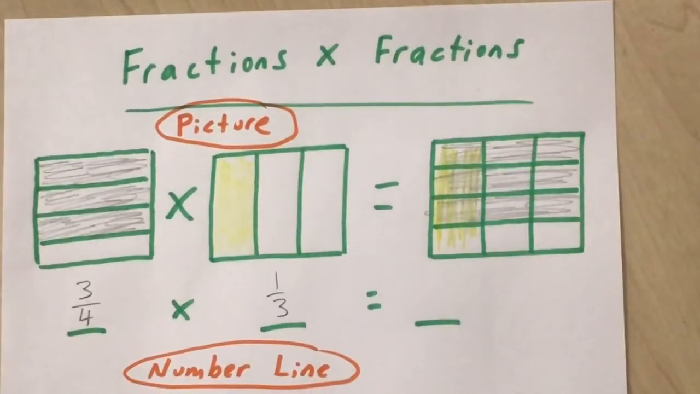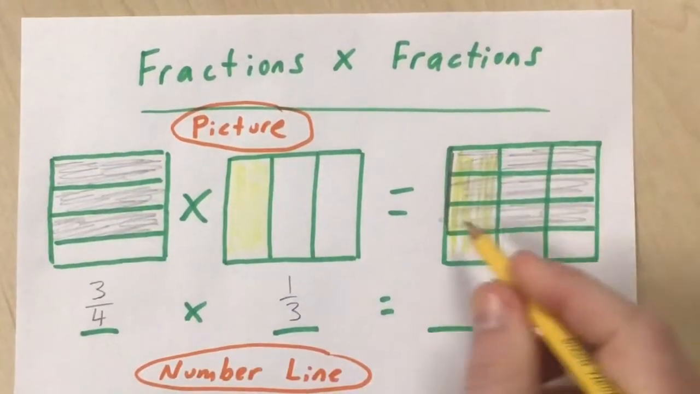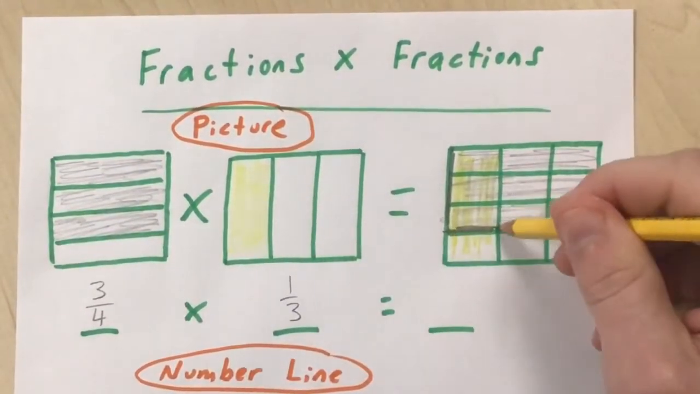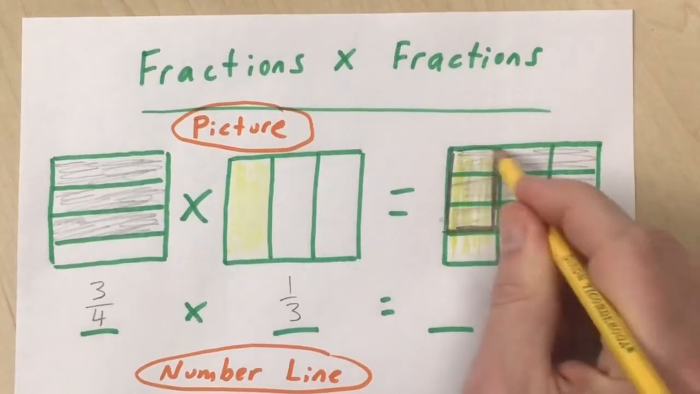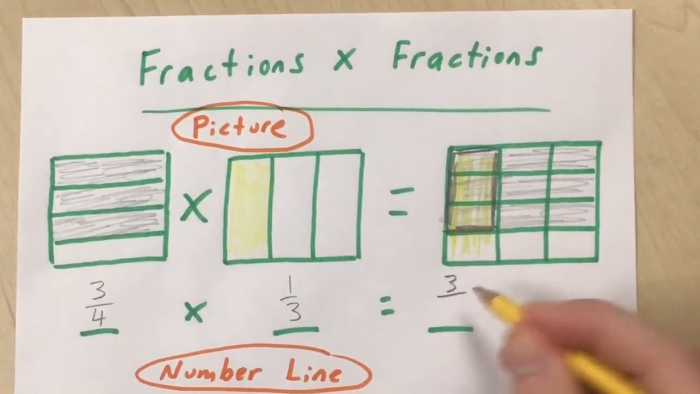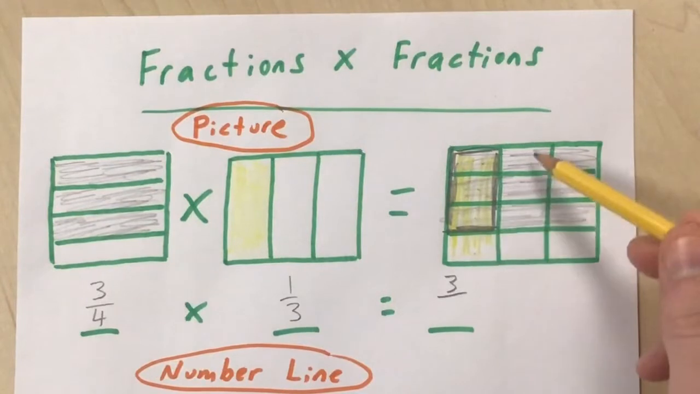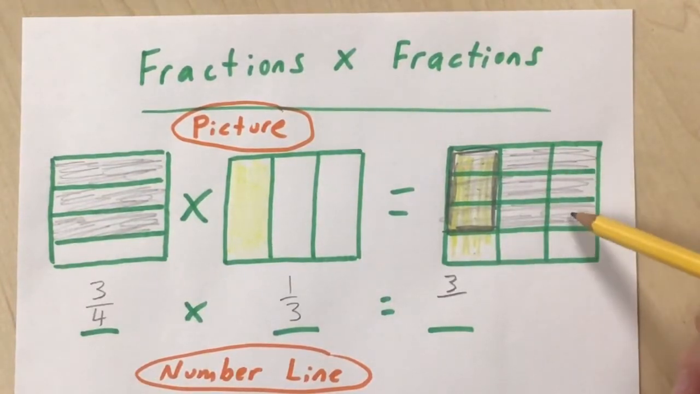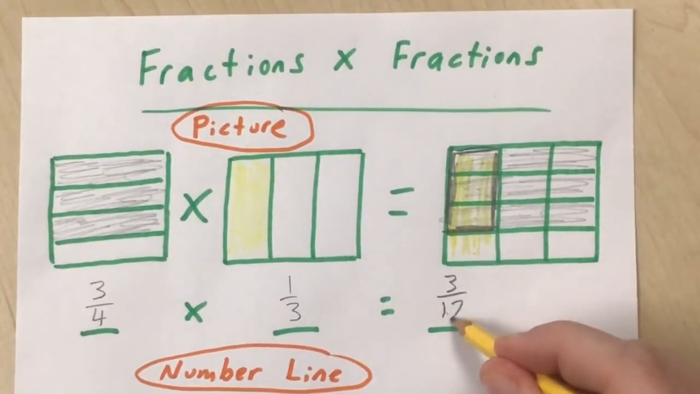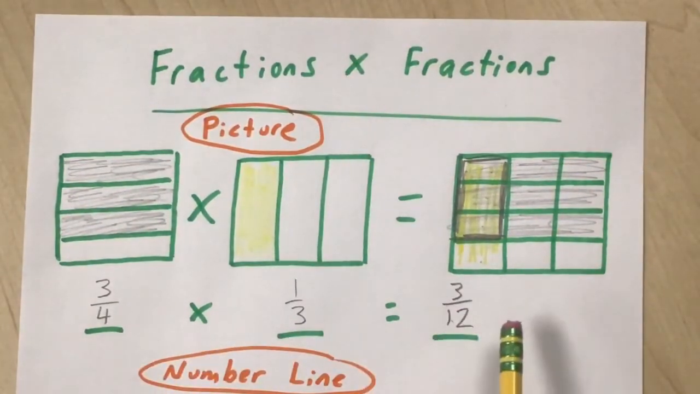What we end up doing from here is we look at the overlapping section. This area right here was touched by both markers or both colors. That area is 3 squares, 1, 2, 3, out of a total of 1, 2, 3, 4, 5, 6, 7, 8, 9, 10, 11, 12. Twelfths. This is what the picture would look like for multiplying fractions.